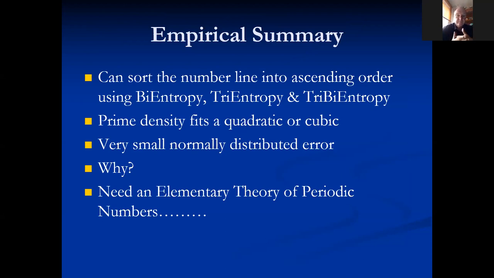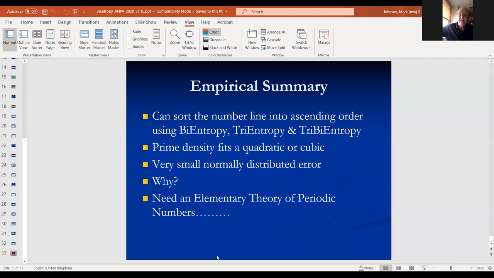So we can sort the number line from here to infinity into ascending order using bi-entropy, tri-entropy, and the combination, with the obvious implication that in higher bases the same thing would happen. So the prime density fits a quadratic or cubic very tightly, and the error is very small. And so that's where I need a theory of periodic numbers, because although it would seem obvious that empirical work would generalize, we need to understand a theory as to why it would. So any questions so far? I can go back to normal view now, Mark. Thanks.